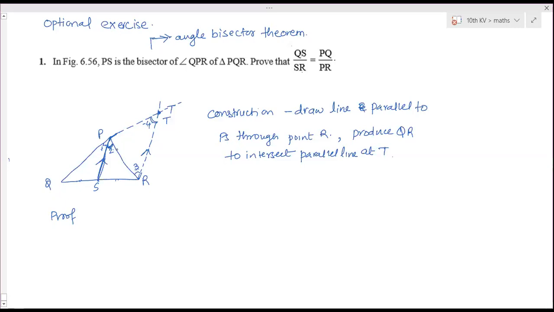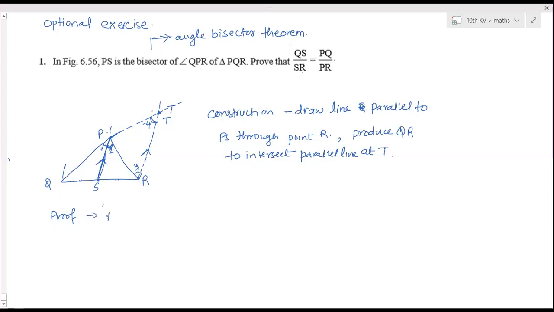PR and PT are equal. By BPT, what you will get? QS by SR is equal to QP by PT, and PT and PR are equal. So can you replace PT with PR? Oh, yes, ma'am. That's done. That's all we have to prove.